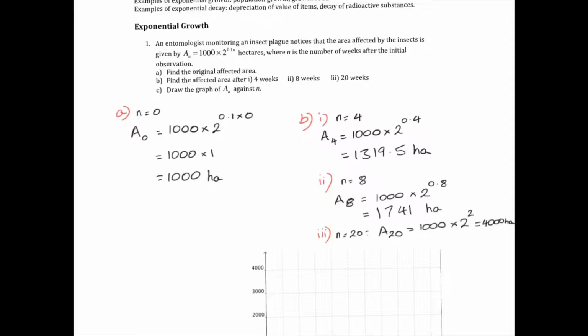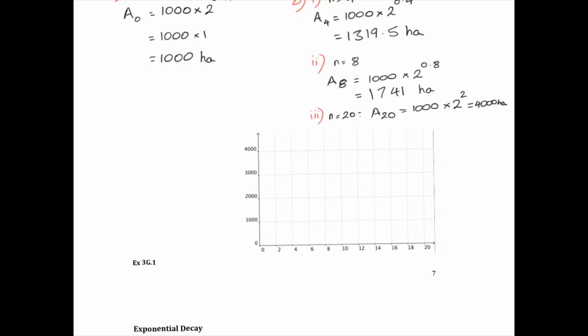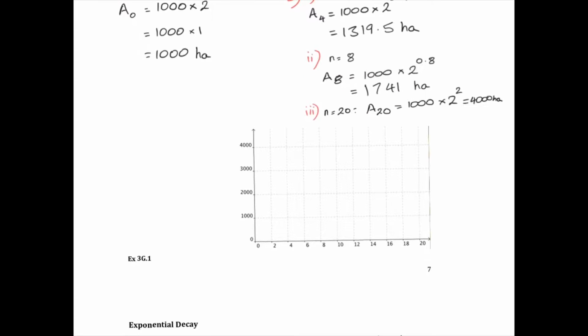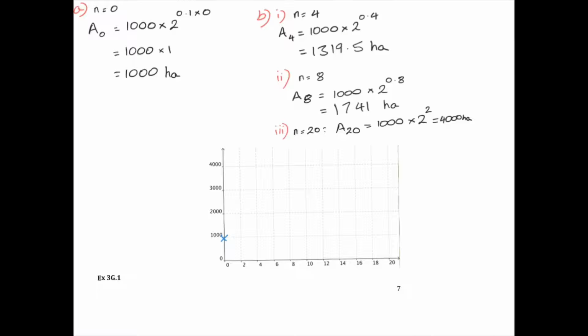So part C is draw the graph of A(n) against n. I've given you a grid here. Let's draw it. When n was 0, we had 1,000 hectares, so I should draw it right here. When n is 4, we have 1,300, so it's around here. When n is 8, 1,700. And when n is 20, we have all the way up to 4,000. So it's this shape.